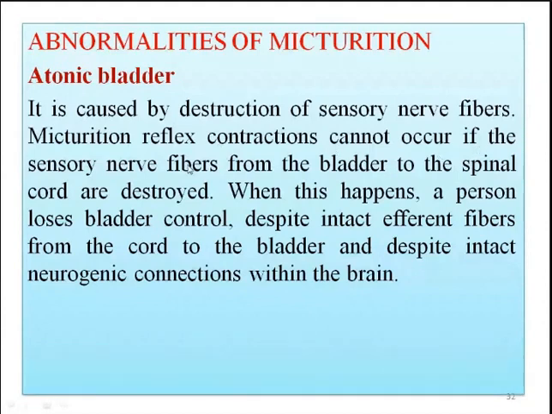Micturition reflex contractions cannot occur if the sensory nerve fibers from the bladder to the spinal cord are destroyed. When this happens, a person loses bladder control despite intact efferent fibers. Efferent fibers, that is motor fibers, are okay. Despite intact efferent fibers from the cord to the bladder and despite intact neurogenic connections within the brain, all are okay. But what is happening here? Only the sensory nerve fibers, which carry the sensation from the bladder to the sacral micturition center, are destroyed, and hence the micturition reflex contractions cannot occur.